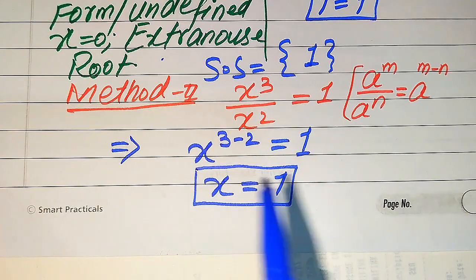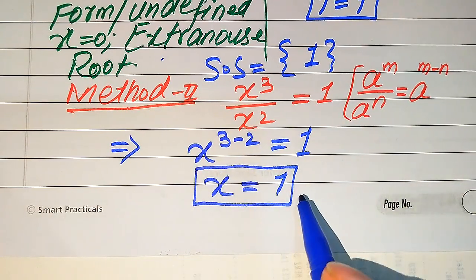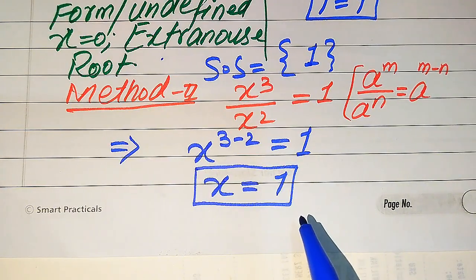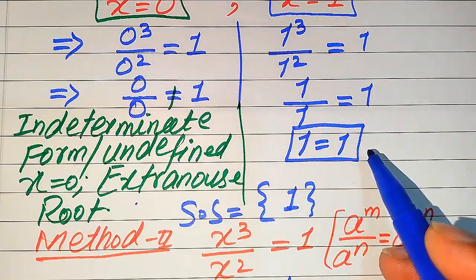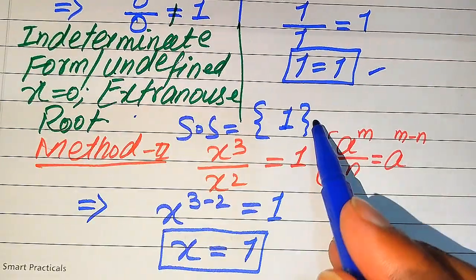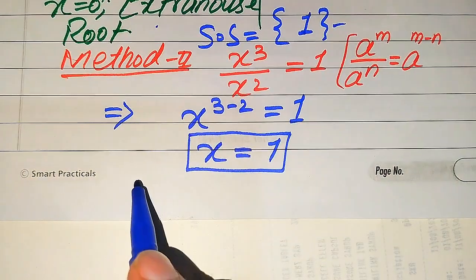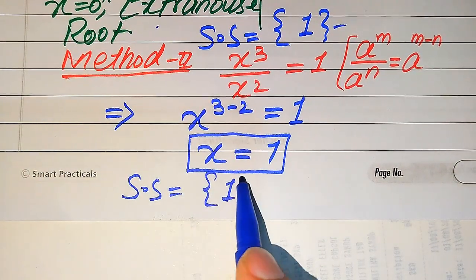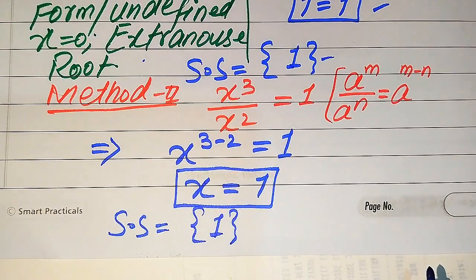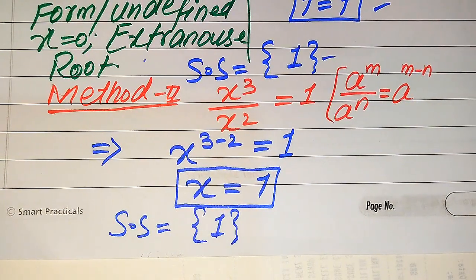So this shows that we have x equals 1 as the only root of the given equation, and in the first method we already verified that x equals 1 satisfies our given question statement. So x equals 1 is the solution set of the given question. So in the second method we get just one solution, and that is x equals 1. So this is our final answer.